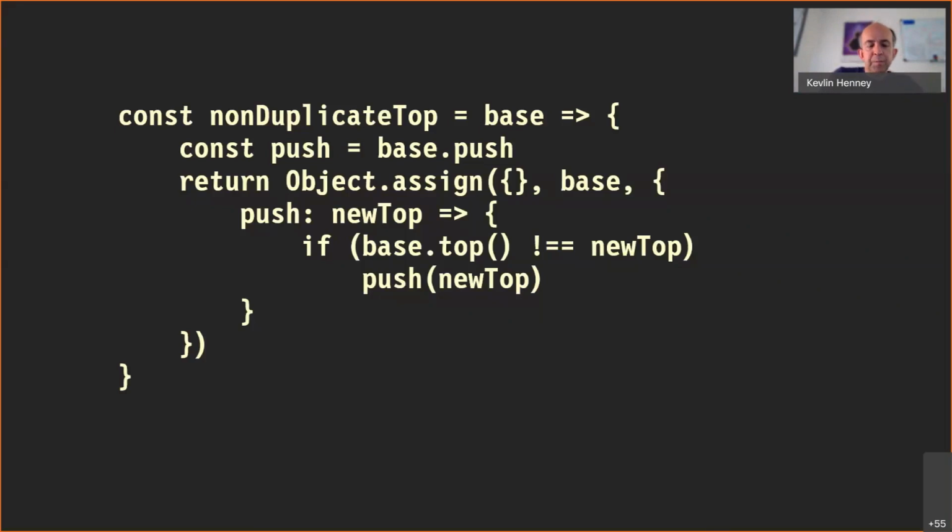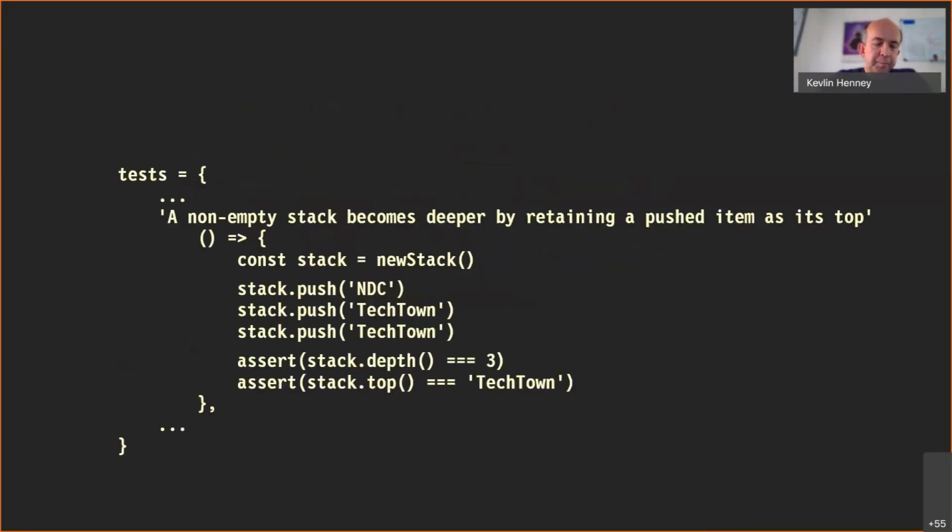Now what I'm going to do is I'm going to write a test. I've got a set of tests here in an ad hoc testing framework. I've got a test here that says a non-empty stack becomes deeper by retaining a pushed item as its top. And then I've got the test body. I've got a new stack. I push NDC, I push TechTown, I push TechTown. The stack depth is 3 and the top is TechTown.